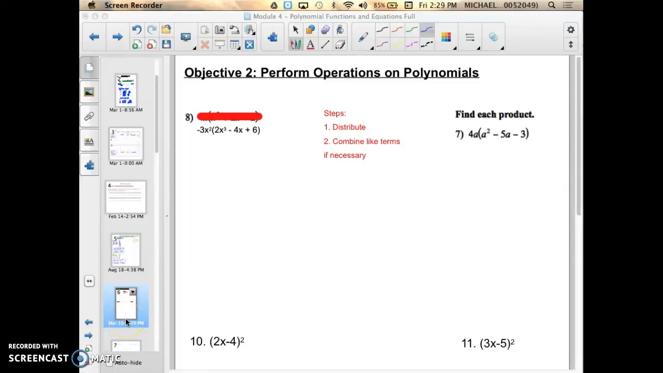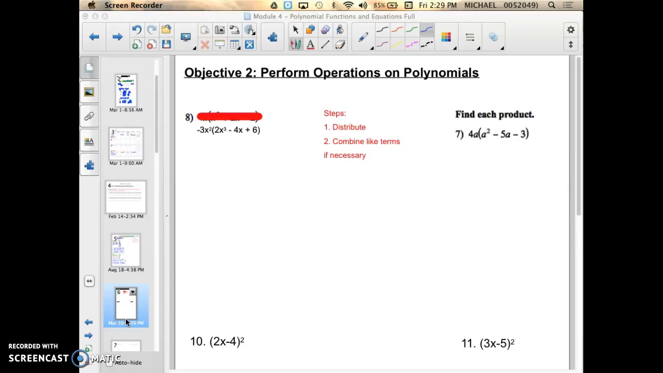In this video, I'm going to talk about multiplying polynomials with each other. I'm going to do two different examples, number 8 and number 10 in this case, and I'll ask you to do the other two, number 7 and number 11, on your own. I'm going to do two different ones because they play themselves out a bit differently along the way.